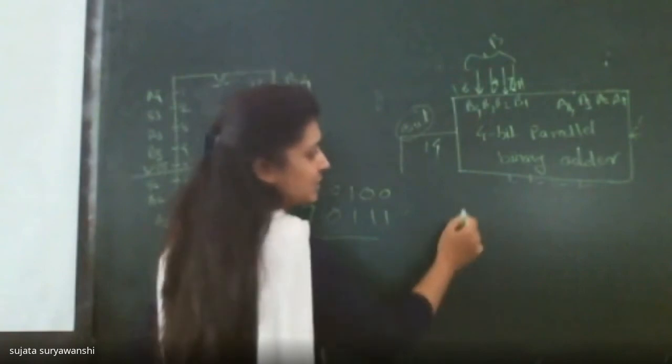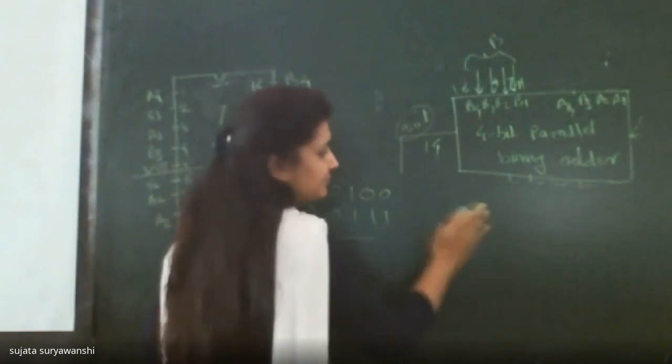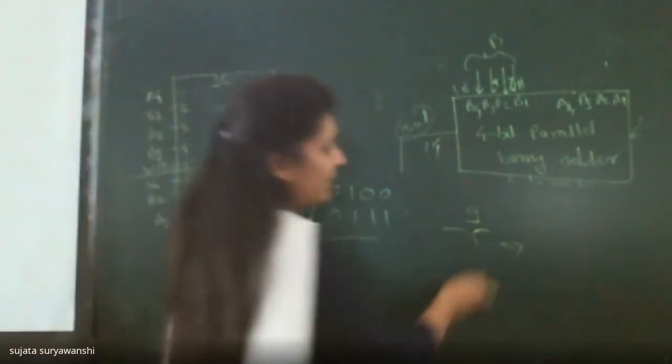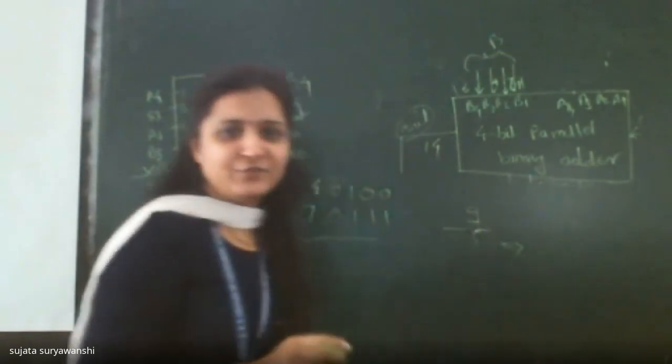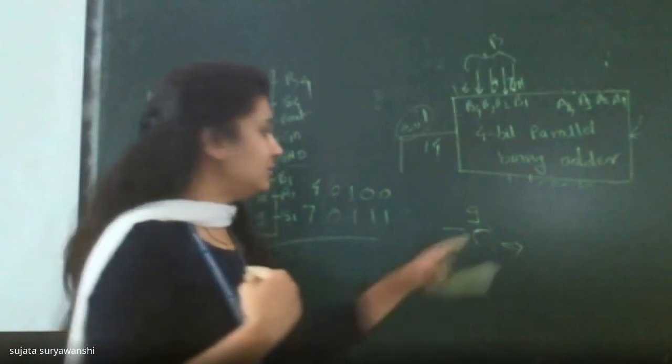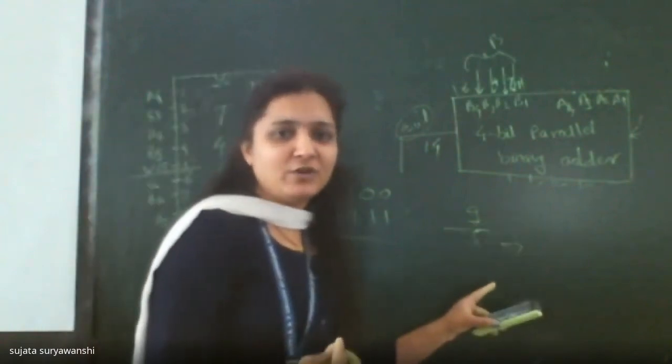Yes, suppose you want to subtract 9 minus 5. If you want to perform this subtraction, then how to perform this subtraction? You can simply find out 2's complement of 5 to get minus 5, and after that you simply add the 9 into 2's complement of 5.